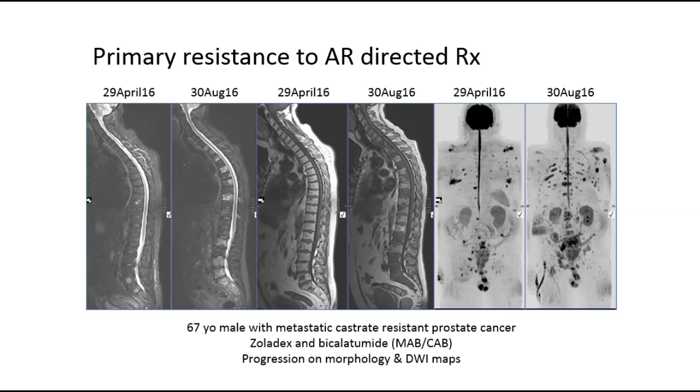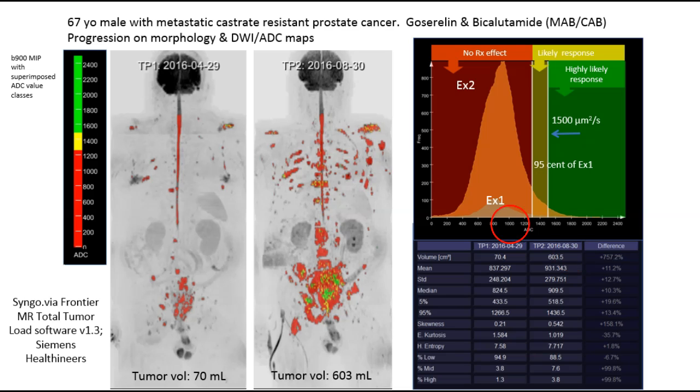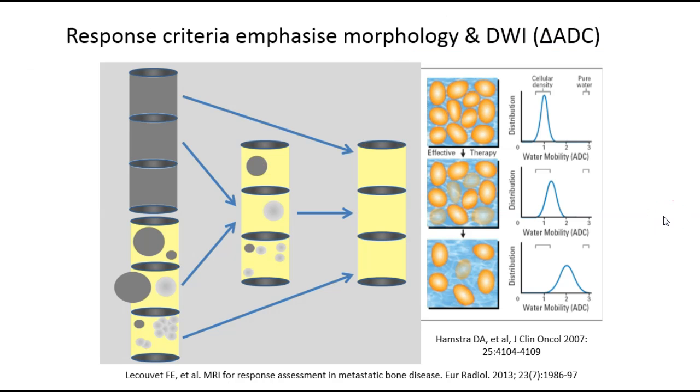So here's a typical example of a patient who's progressing on STIR sequences, on T1 sequences, and on the diffusion sequences. And here are the corresponding ADC histograms. You can see the volume has increased dramatically from 70 to 600 cc's, but you'll notice that the ADC changes very little. A positive response is characterized by the disappearance of lesions, as you might imagine, or the disappearance of soft tissue disease or lesions that become smaller.